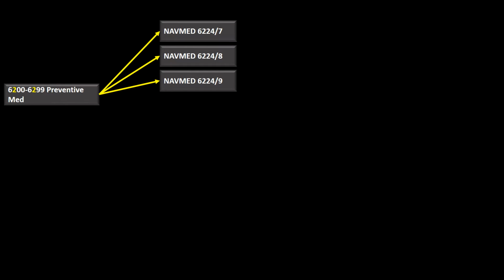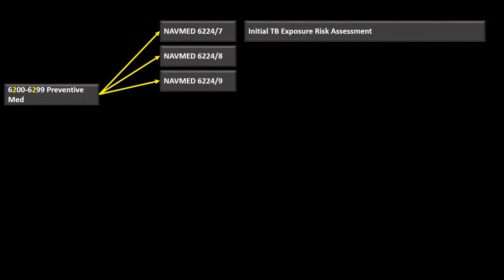6200 series, preventive medicine, a lot of preventive medicine. So we'll start with NAVMed form 6224/7, slant 8, and slant 9. And I think in some of the preventative medicine, it's a good idea to learn a couple of tertiary as well. So 6 medicine, 2 preventative medicine, tertiary 3 communicable disease, and then 4, this is what makes these all related to tuberculosis. So our 6224/7 form, right, that's the initial TB exposure risk assessment.